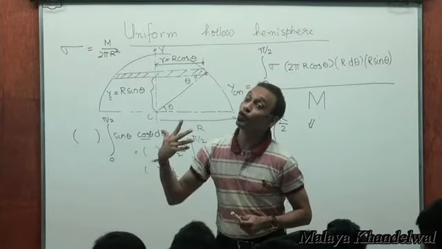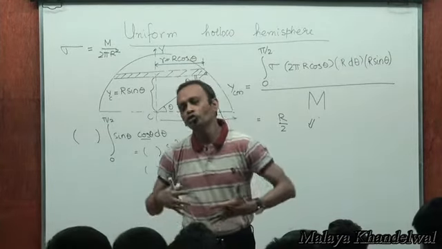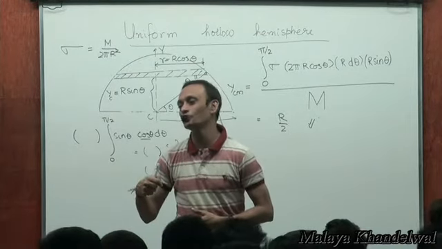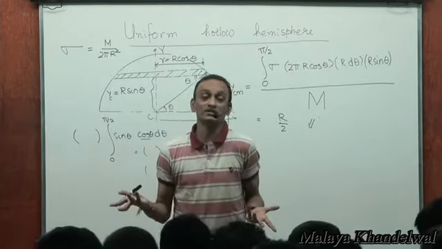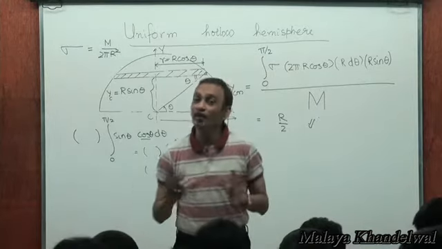Let's look at a uniform solid hemisphere. Why am I not talking of a hollow sphere? I don't have to, because the geometrical center of a hollow sphere would be its center of mass if it's uniform. So I'm not talking of a sphere, I'm rather talking of a hemisphere.